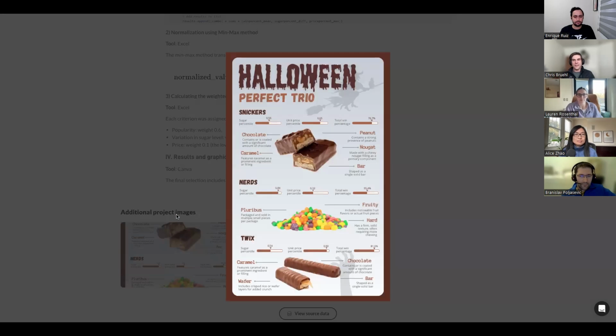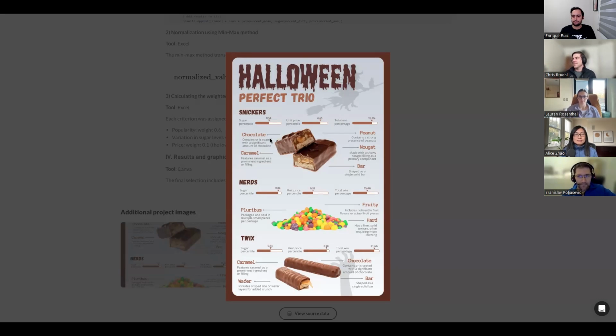And again, kind of a common theme with these first 3 presentations is that there really isn't this insanely complicated dashboard. We just get her perfect trio, Snickers, Nerds, and Twix, which if you looked at Pascal's, this is the same combination that he recommended if you were focused on popularity, I believe. And I think there's one other presentation that also has this combination of candies as well.